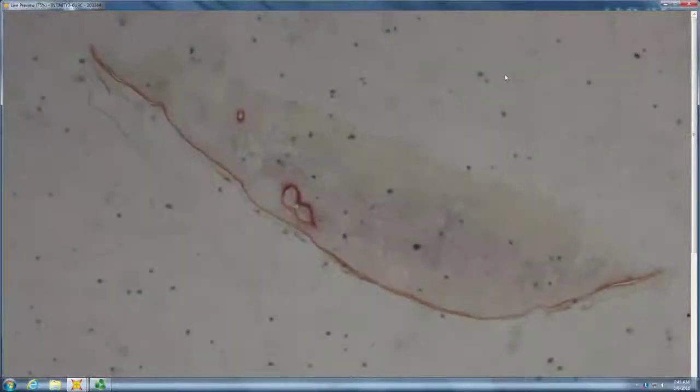And that is a badly faded slide that we're going to have to re-stain. So we're just going to set that aside. Okay.